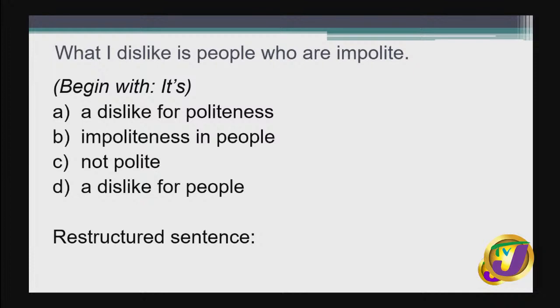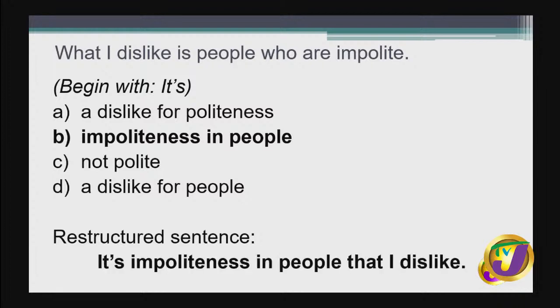Ready to look? Clapping time. Impoliteness in people. It's impoliteness in people. But how does the sentence look now? We're going to look. Here it goes. So it's impoliteness in people that I dislike. Very short, very simple, and very similar to what I dislike is people who are impolite. All right, let's move on to the next one.